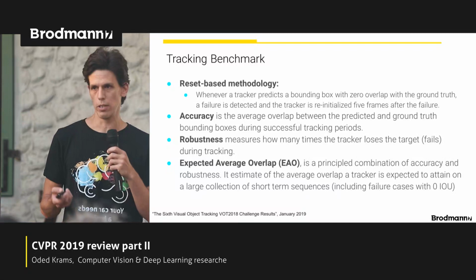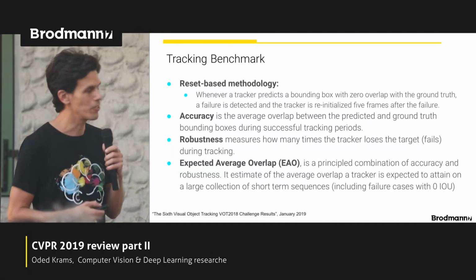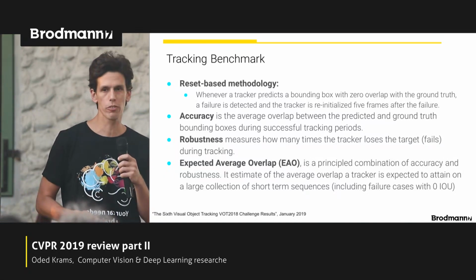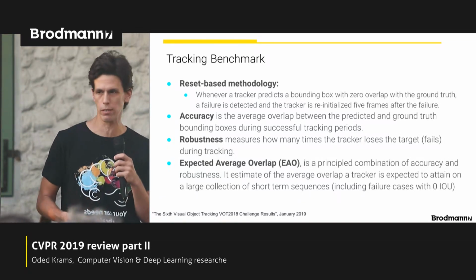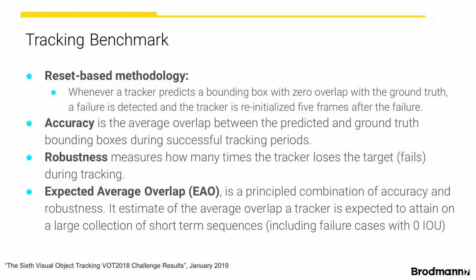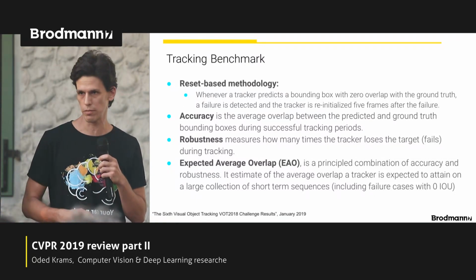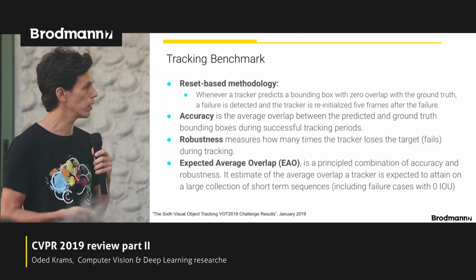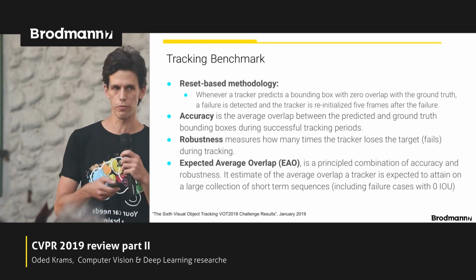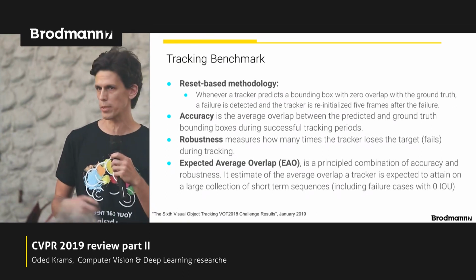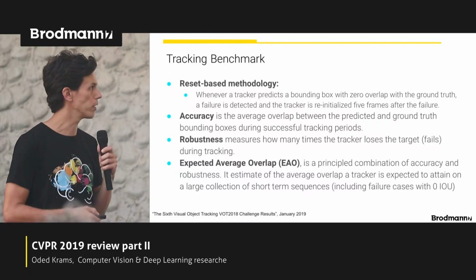So how do we measure an object tracker? The basic methodology is a reset-based methodology, which means that the object tracker is running on the frames, and every time it loses track, meaning the IOU is 0 compared to the ground truth, the object tracker is reinitialized 5 frames after the failure. This way, we don't punish a tracker that missed the object in the first few frames of the clip. Maybe in the rest of the clip, it can track really well. So this is the basic methodology of testing.